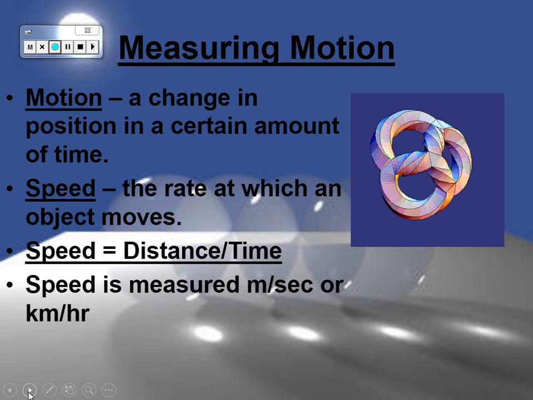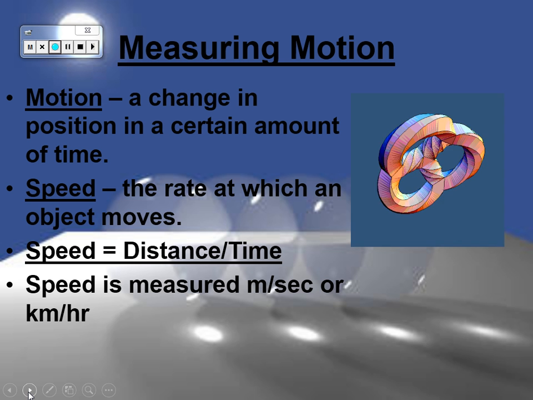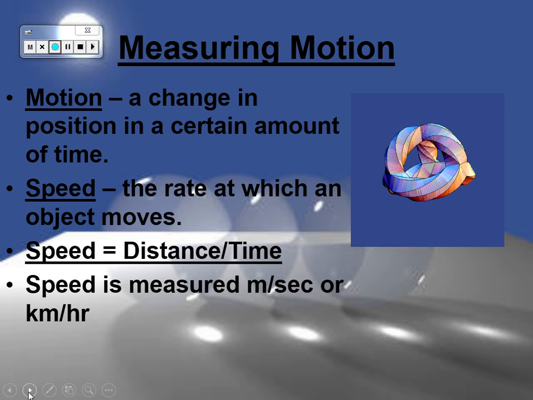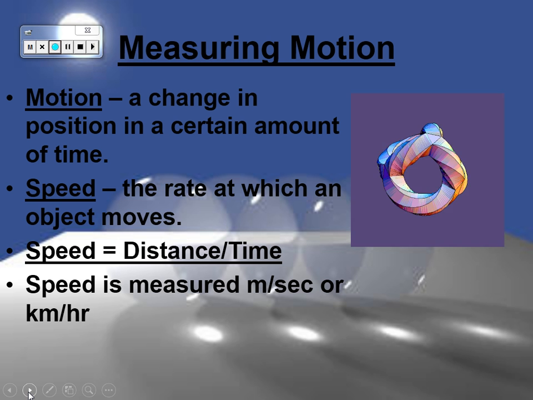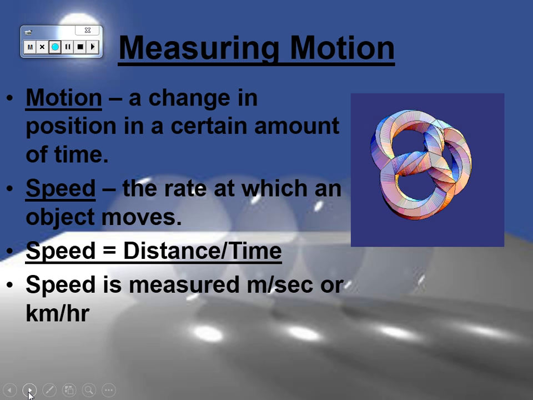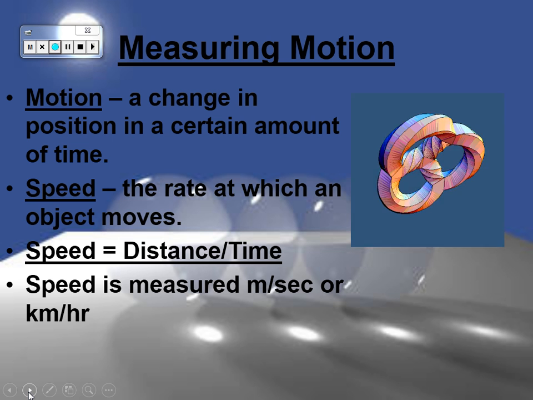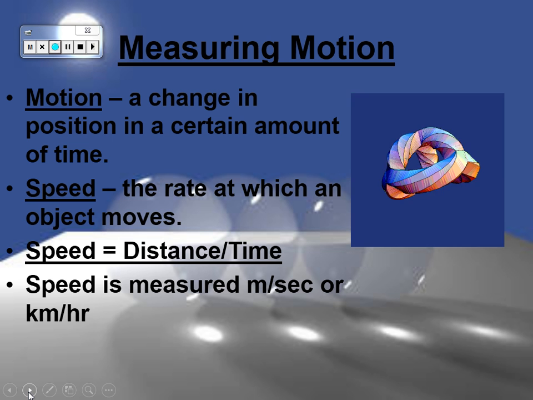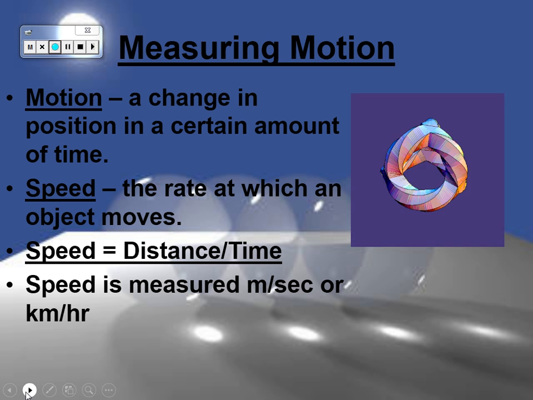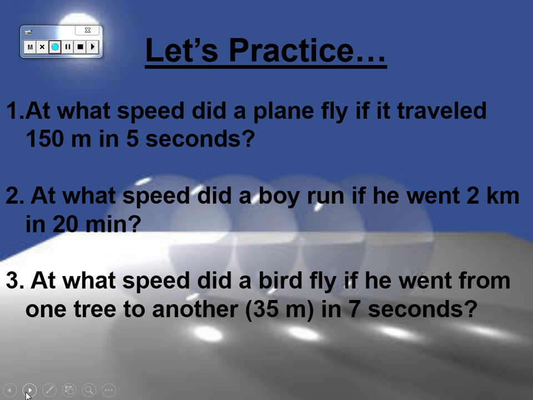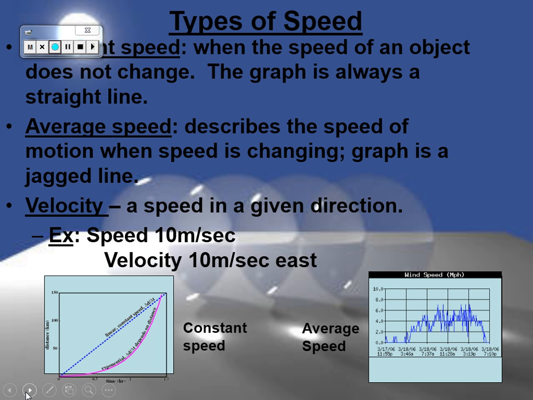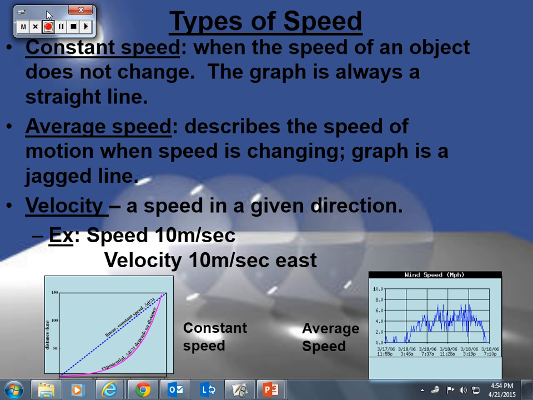All right, so motion, you've written this down already. A change in position in a certain amount of time. The way we calculate speed is distance divided by time. We did our airplane lab. You all have calculated speed many, many times. So I'm just going to skip those. We're going to continue to practice in class.